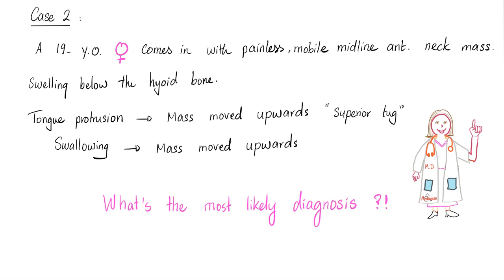Case number 2, a 19-year-old female comes in with a painless, mobile midline anterior neck mass, swelling below the hyoid bone. When you ask the patient to protrude her tongue, you found that the mass moved upwards. It's called a superior tug. When you asked the patient to swallow, you felt the mass moving upwards. What is the diagnosis? You'll find the answer to these questions in the next video.